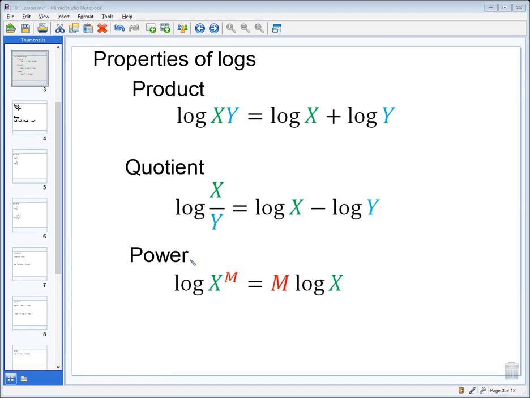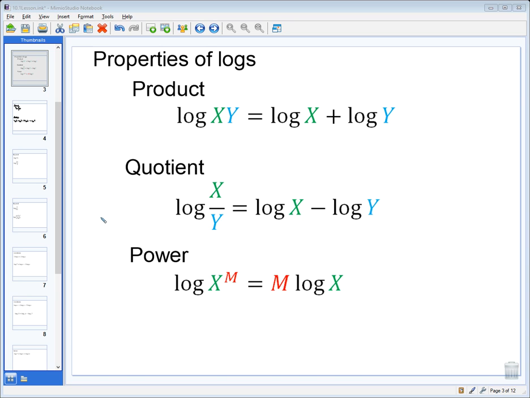In this video, we'll be using the properties of logs to expand and condense. So when we're given the product or the quotient or the power, meaning if we want to expand, they'll give us this on the left and we have to change it to be this on the right. If we want to condense, it'll give us this on the right and we have to condense it down to the part on the left.